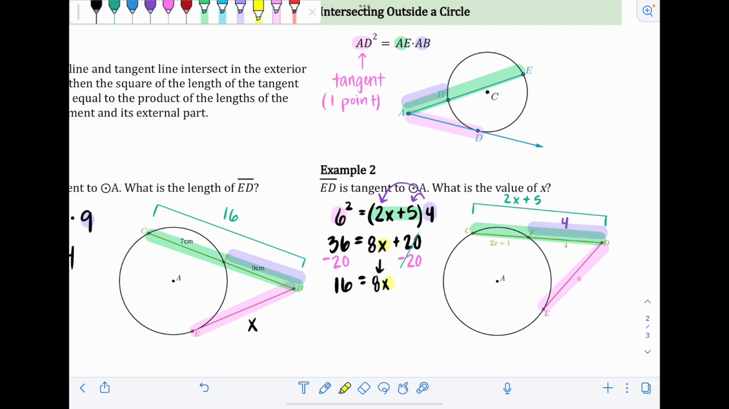Now I just have an 8 that is being multiplied by the x, so I'm going to divide both sides by 8. And then 16 divided by 8 is 2. So I end up with x equals 2 for my final value of x. And this problem was just asking for what x was, or what is the value of x, so we're done and we can stop there.